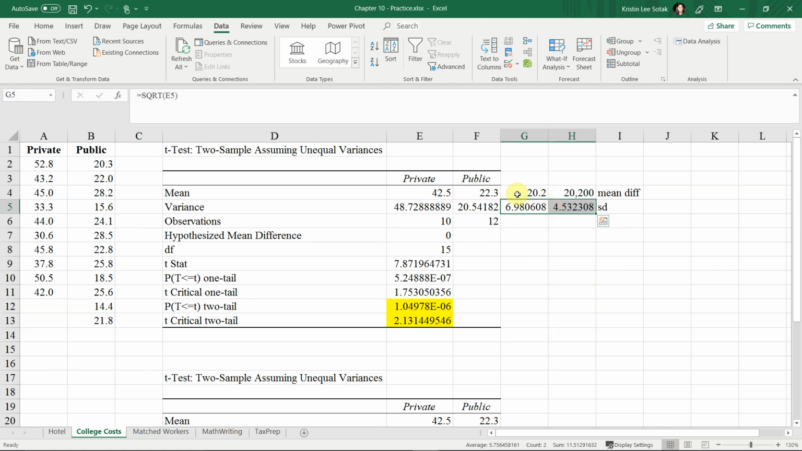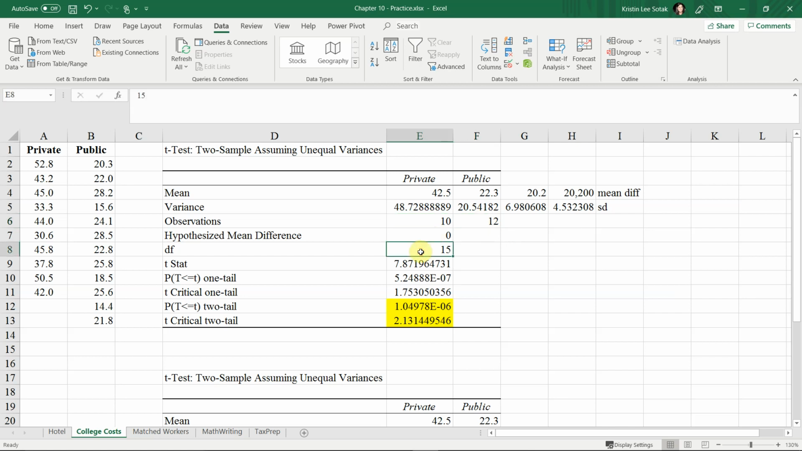So first thing you'll notice that $20,000 is a huge difference. And then the standard deviations aren't too big relative to this. So we might start thinking that, yeah, this is probably statistically significant. Remember, it's also contingent on sample size. We don't have a huge sample size, but this difference is pretty big. Observations, that's just our sample size.